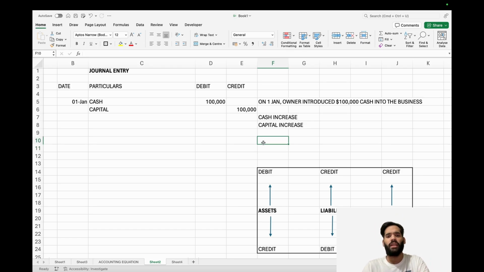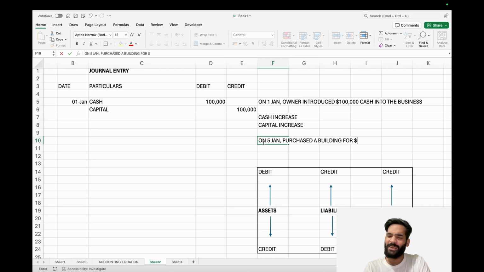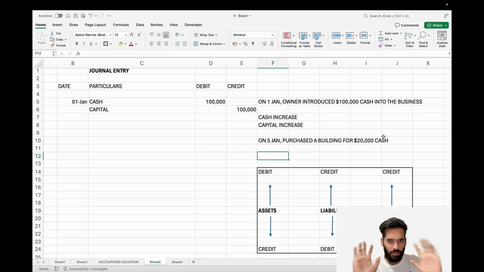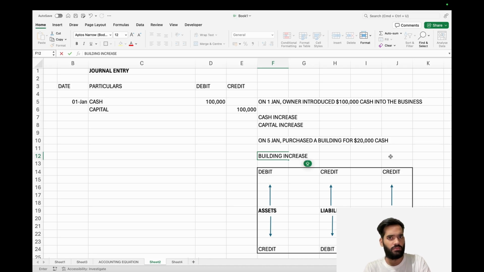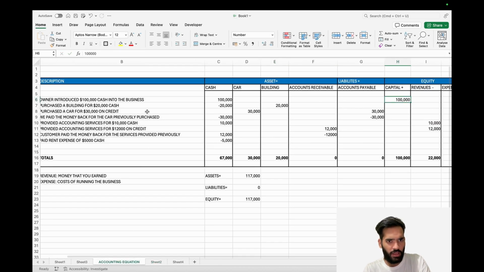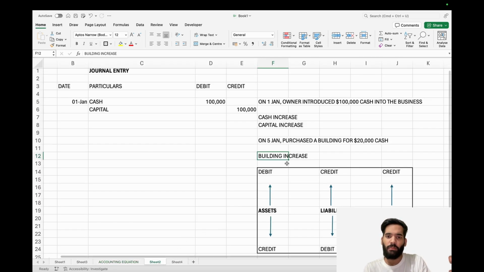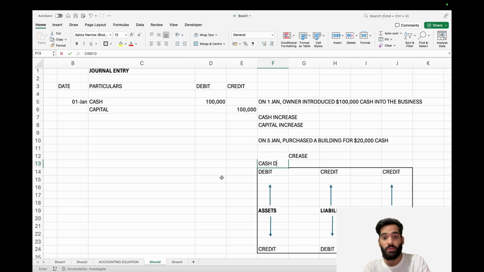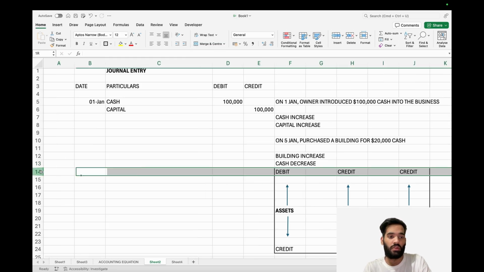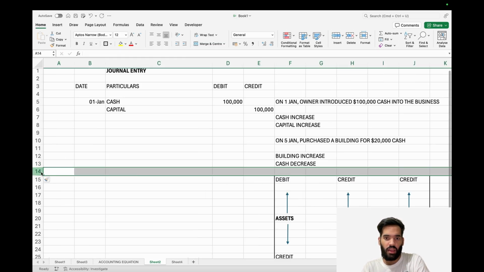Okay, let's do the second transaction. Let's say on 5th of January, purchased a building for let's say $20,000 cash. Again, let's do the same practice, write the concept just to make sure we understand what's going on here. Since I'm buying the building, my building asset will increase, which is also what we talked about here. Purchasing a building increases the building. And what is the other effect? Since I'm buying the building with cash, my cash will go down. Cash will decrease. So let's add a row there.